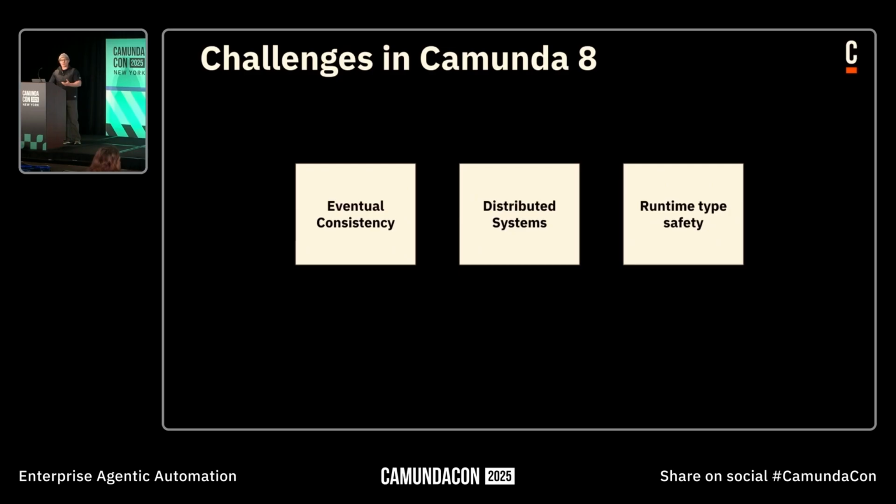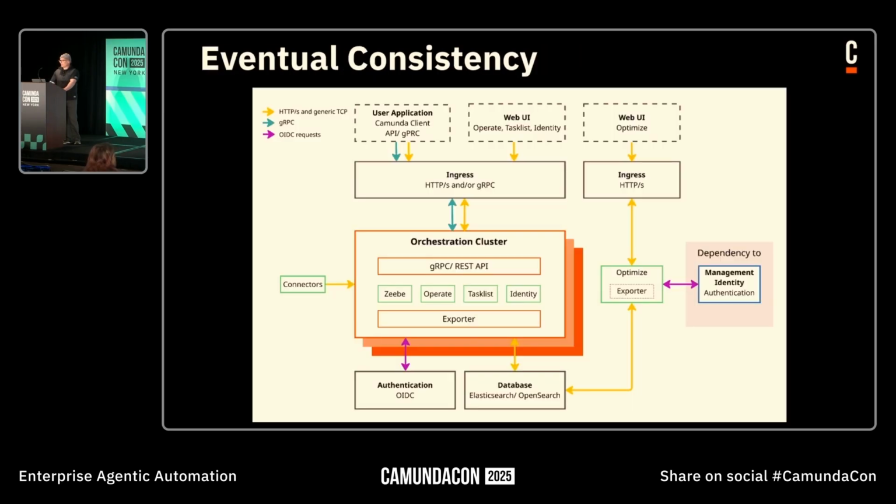So here are 3 of the challenges in Camunda 8 that I wanted to discuss with you today and show you how we address them in the new SDKs. Eventual consistency, distributed systems, and runtime type safety. So let's have a look at the first one, eventual consistency.